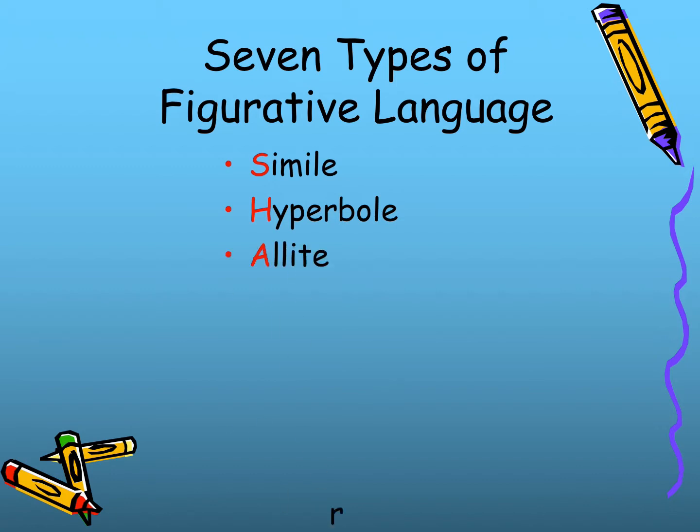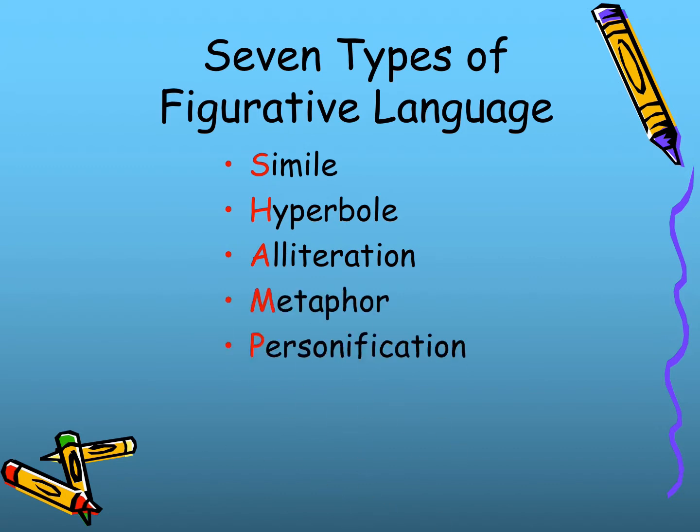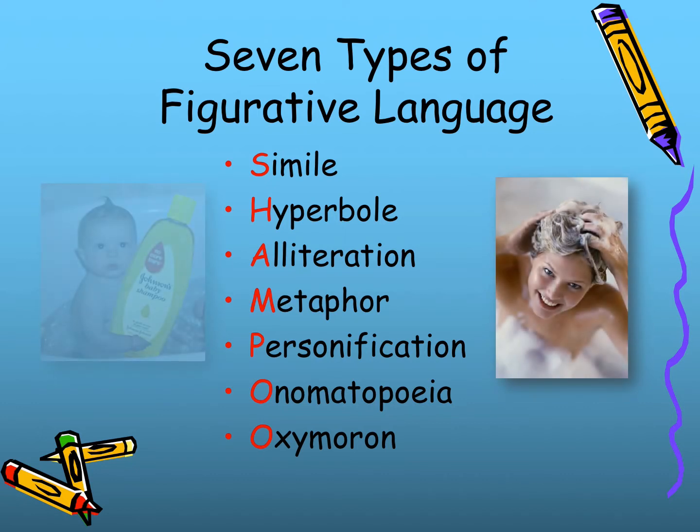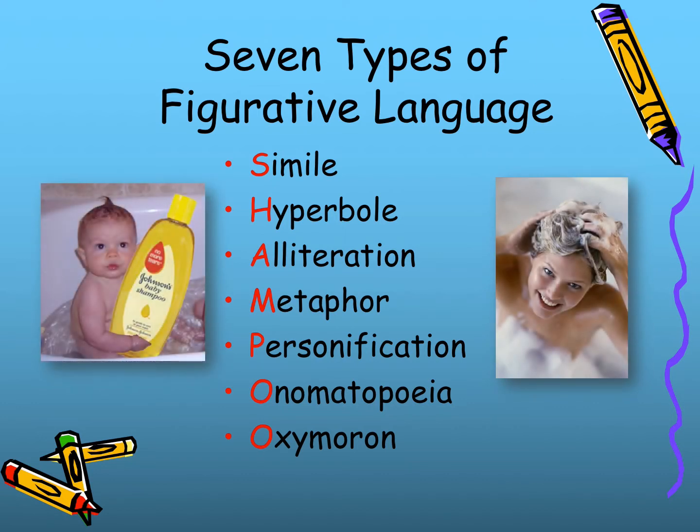hyperbole. We're going to look at alliteration, metaphor, personification, onomatopoeia, oxymoron, and what you have there is shampoo. Okay, so that's a good way to remember that in order. So if you want to write those 7 down, the first letters spell shampoo. So we don't want to forget to shampoo.